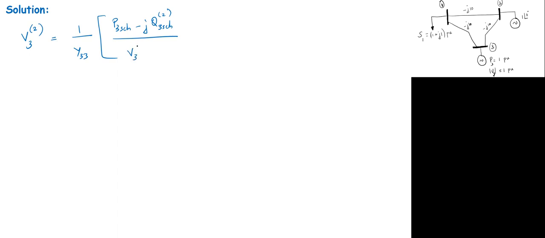So what is V3 of 1? It is 1 at an angle of 1.432 degrees, and its conjugate has to be used, minus Y31 V1 of 2 and minus Y32 V2. So this is the expression. We need to substitute all in complex coordinates.